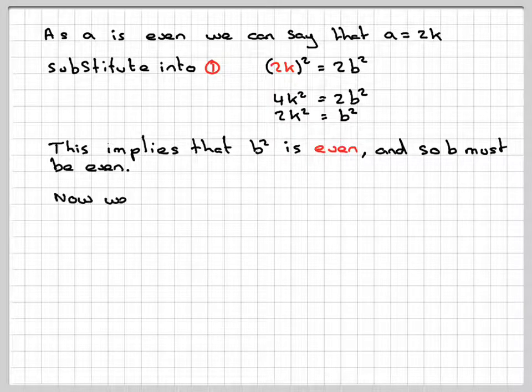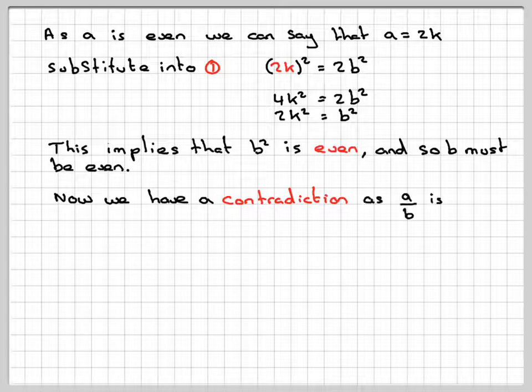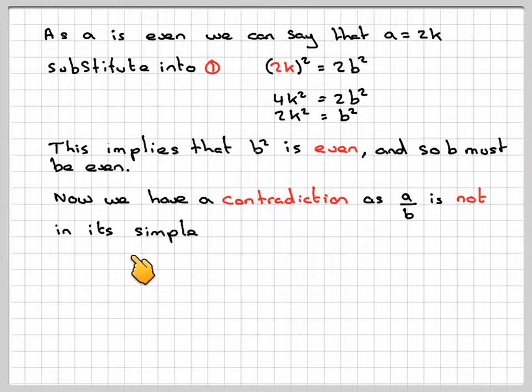Now we have a contradiction, because we said that a over b is now not in its simplest form. We said that to be a rational number, a over b must be in its simplest form, a and b are integers, and b is not equal to 0. But we haven't got that. We've got that a is even, and b is even. That means that the fraction can actually be cancelled down. Therefore, it contradicts what we originally said.